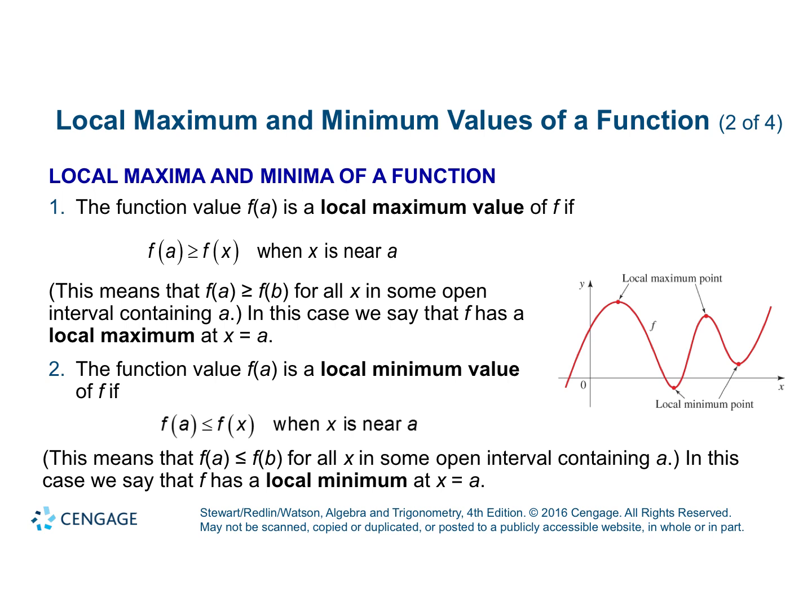So the function value f of a is the local minimum value of f if f of a is less than f of x when x is near a. So this means that f of a is less than f of x for all x in some open interval containing a. In this case, we say that f has local minimum at x is equal to a. Again, kind of what we went over before. Your local minimums are the local lowest points of that graph, and the local maximums are the highest points of that graph. You can have more than one, again, depending on the interval. Sometimes it'll be 1, sometimes it'll be 2, sometimes it'll be 3. In this case, we have 4, 2 maximums and 2 minimums.